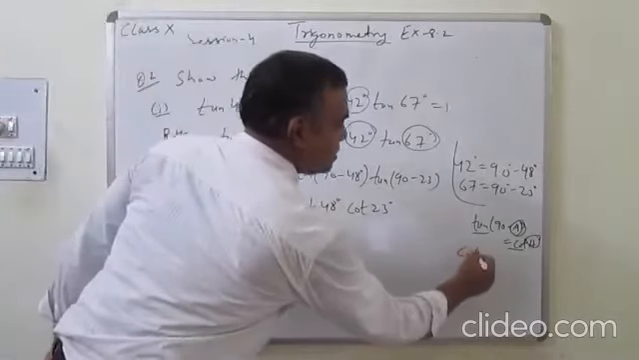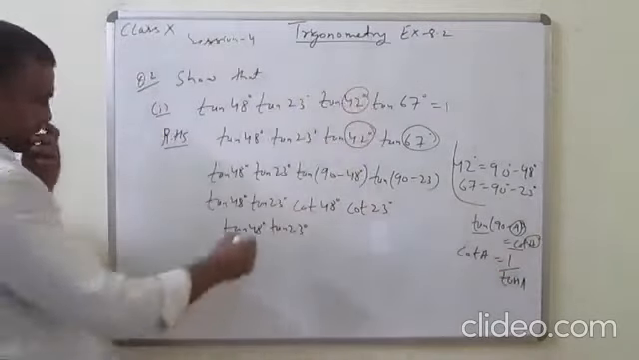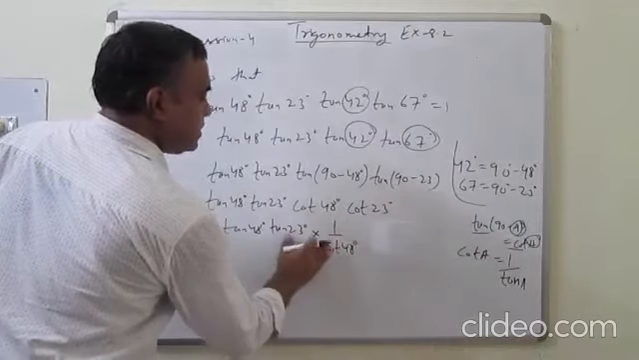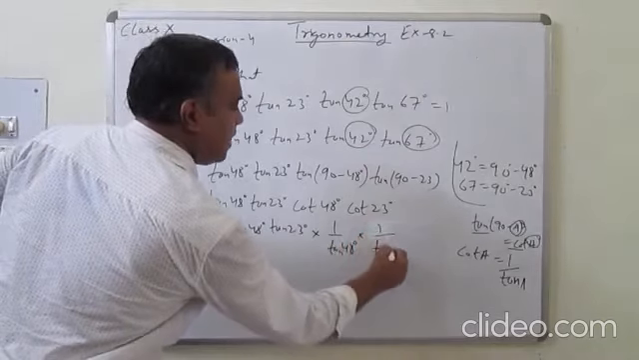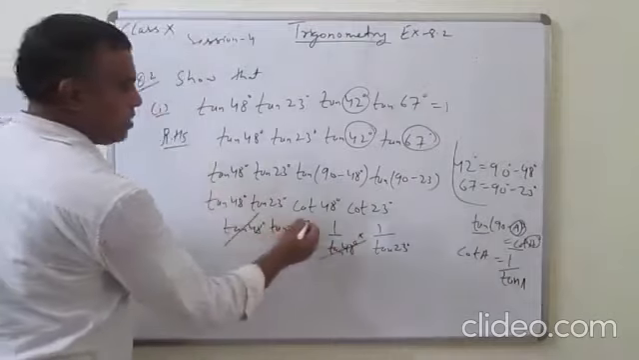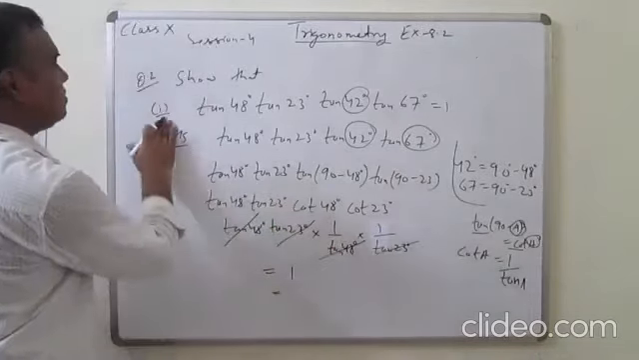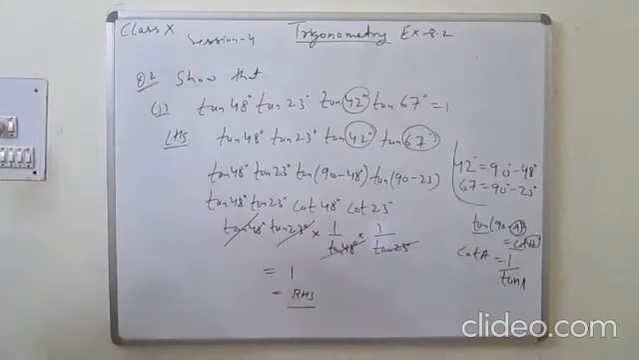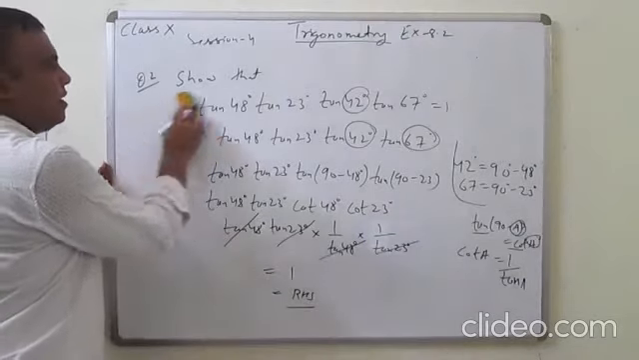Now see, the reciprocal of cot is 1 upon tan. So cot 48 is 1 upon tan 48, and cot 23 is also 1 upon tan 23. So we see that tan 48 cancels out, and tan 23 cancels out. This is 1, which is the right hand side. So this is proved. I will take another question of this type. Let me explain one more.